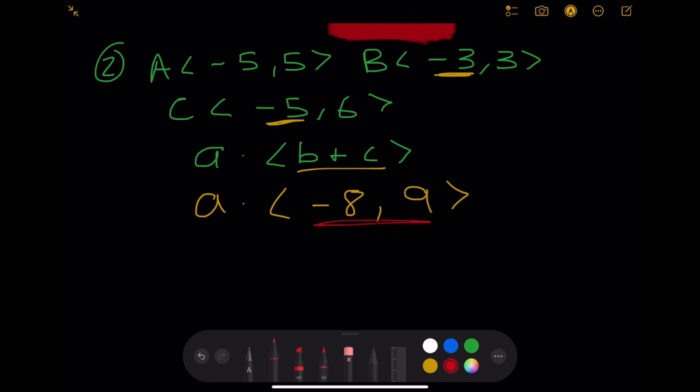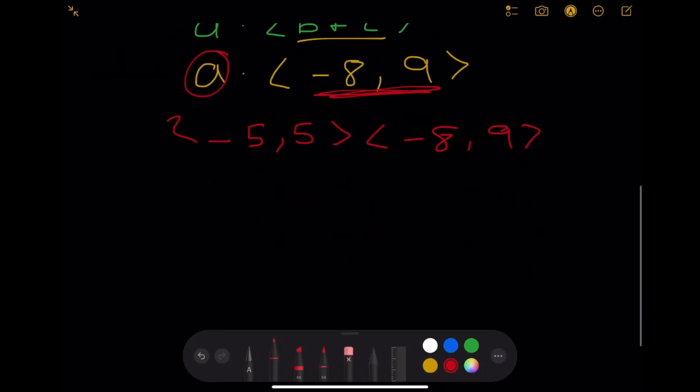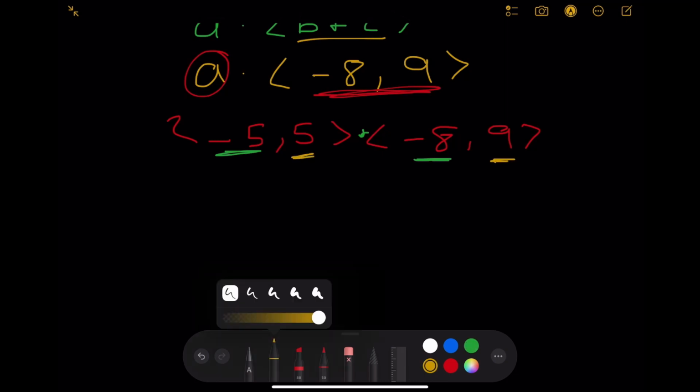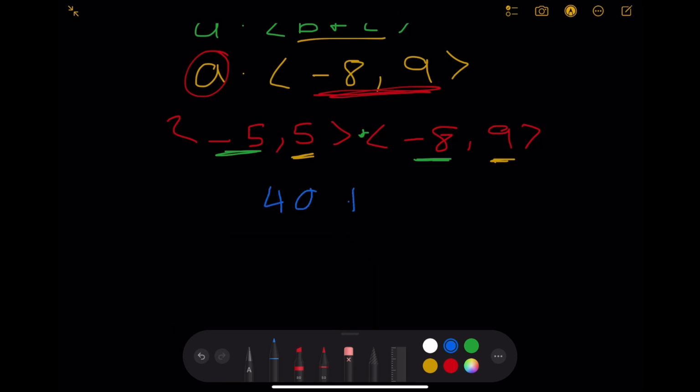Then, once we've solved whatever's in the brackets, I'll then introduce my A. So your A is your -5 and 5, multiplied by -8 and 9. And this becomes really straightforward. It's really simple. Your dot product operation, you're going to multiply the first two by each other, and you're going to multiply the second two by each other, and you're going to end up getting -5 times -8 is +40, and you're going to add 5 times 9 should be 45, and you end up with 85, and that's your answer.